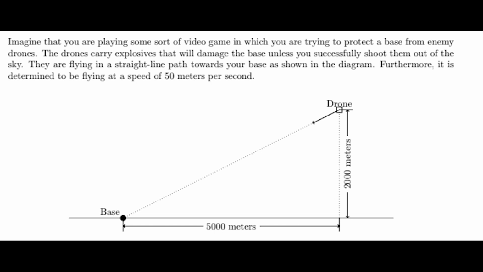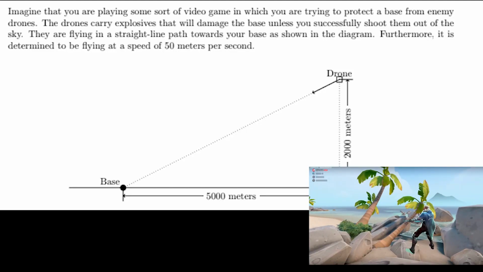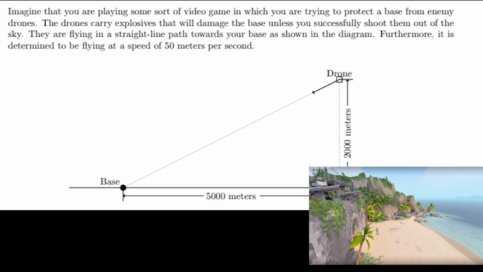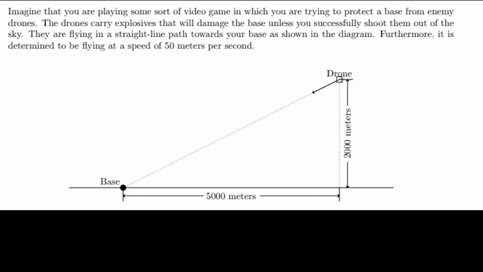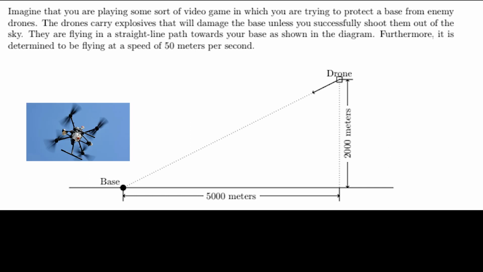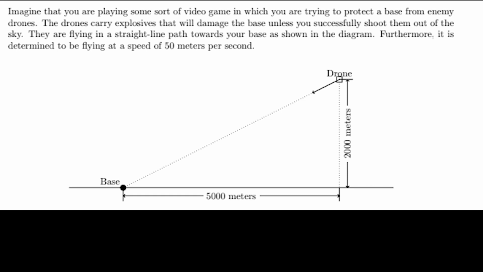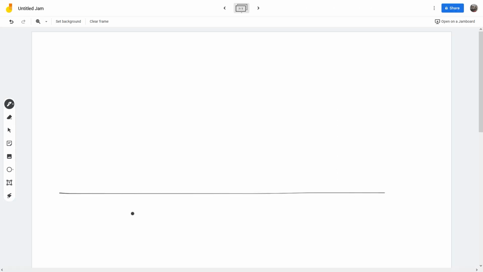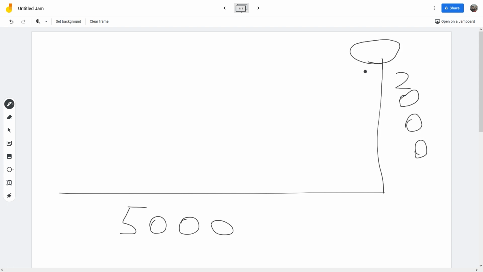Imagine that you are playing some sort of video game in which you are trying to protect a base from enemy drones. The drones carry explosives that will damage the base unless you successfully shoot them out of the sky. They are flying in a straight line path towards your base as shown in the diagram, and furthermore, it is determined to be flying at a speed of 50 meters per second. There are two bits of information that are most important here. The drone is 5,000 feet away horizontally and 2,000 feet away vertically, and the drone is flying towards the base at 50 meters per second.